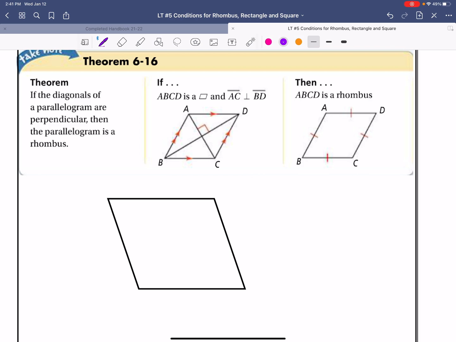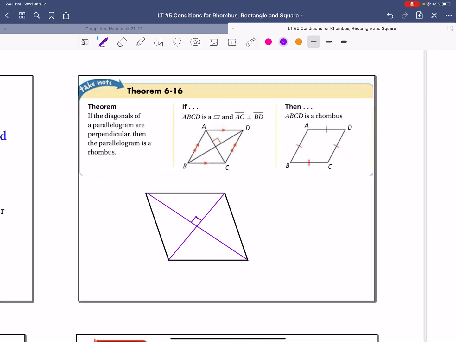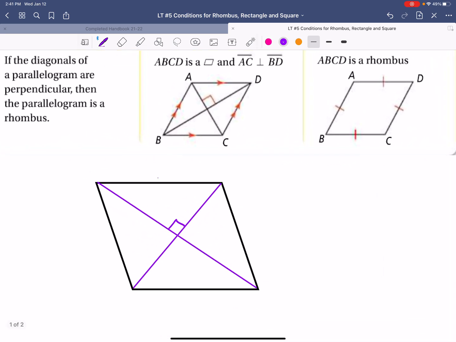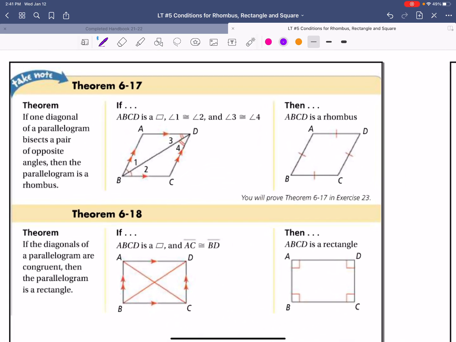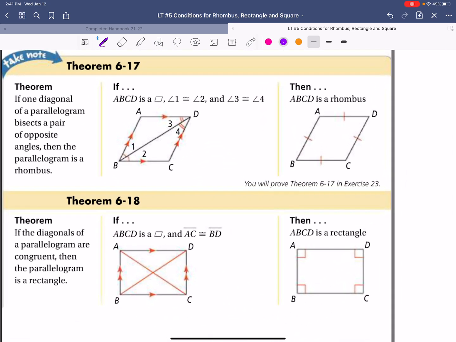So one of the most interesting properties of a rhombus is that these diagonals connecting the two opposite vertices will be perpendicular. So we get a 90-degree angle here. Then it's a rhombus. So if we can prove that, then we get that all four sides are going to be the same. If one diagonal of a parallelogram bisects a pair of opposite angles, then it's a rhombus.